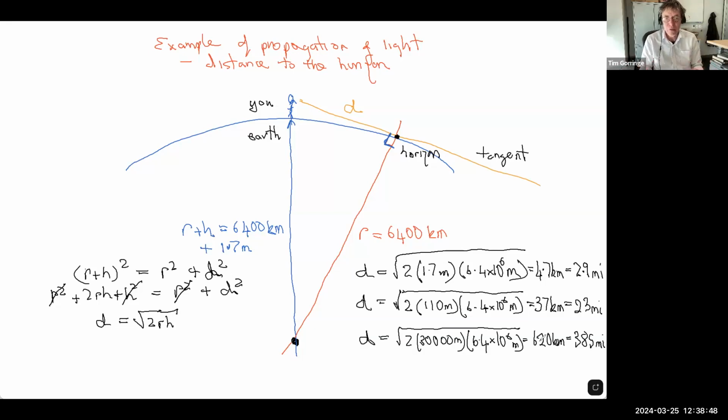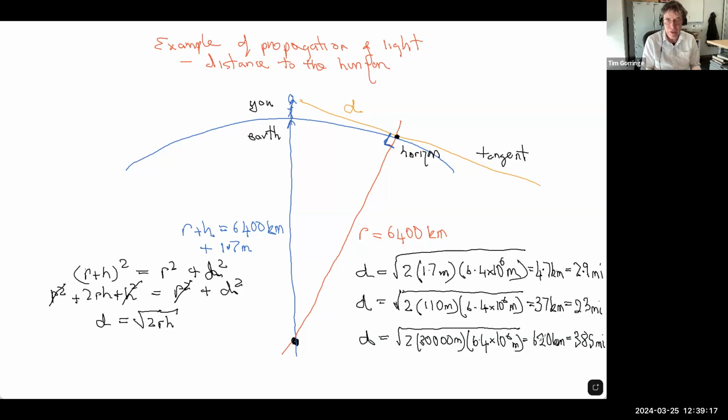The solution to the problem was built on the fact that light propagates in a straight line in a uniform medium. And it was also built on a bit of geometry and a bit of algebra. So we were able to construct a right-angled triangle with one side involving the distance to the horizon. And we were able to solve with algebra that distance to the horizon.